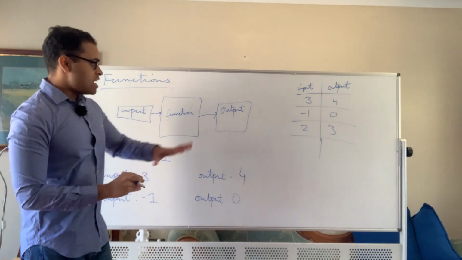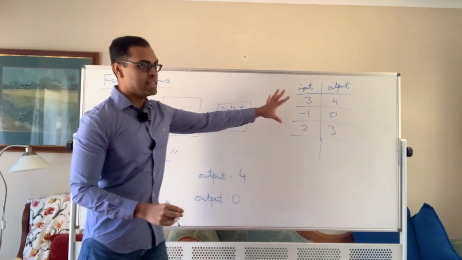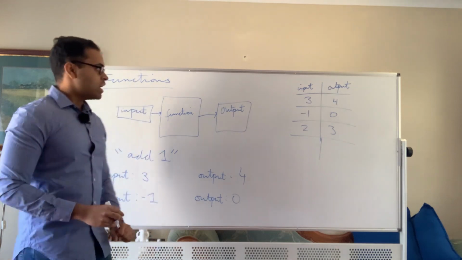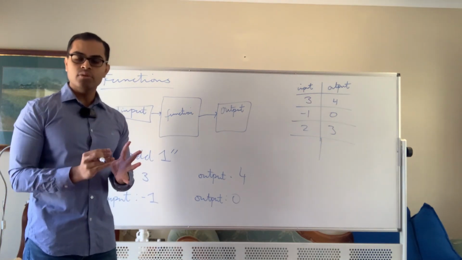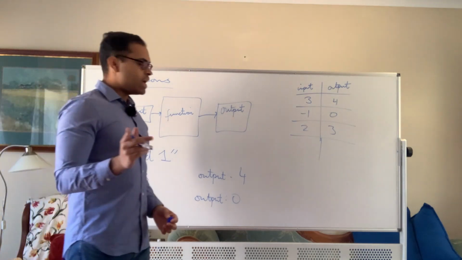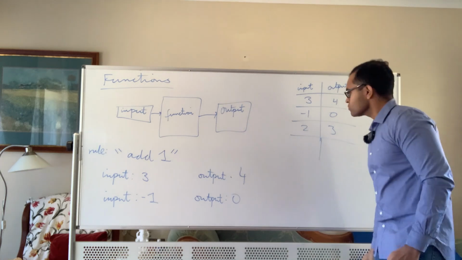But instead of that table, if you just say, here's my rule add 1, you've just summarized that infinite amount of data, which is that table, all in one go. And that's the beauty of functions, that they give you a convenient way. These rules are very convenient for describing data. Okay, so we'll get into this. So that's one example of a function, which is add 1.